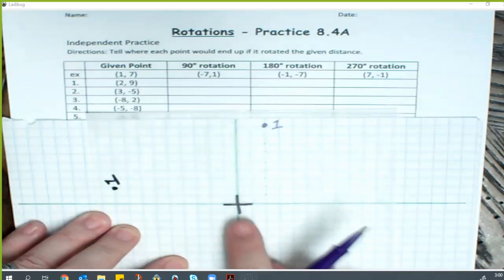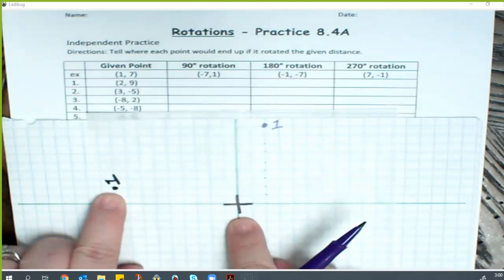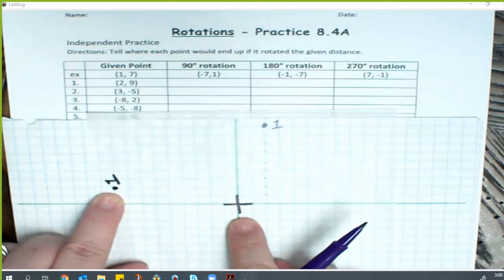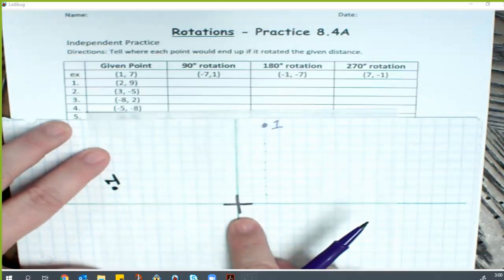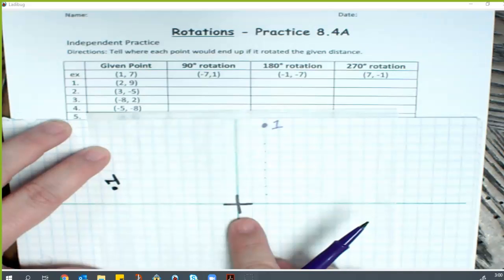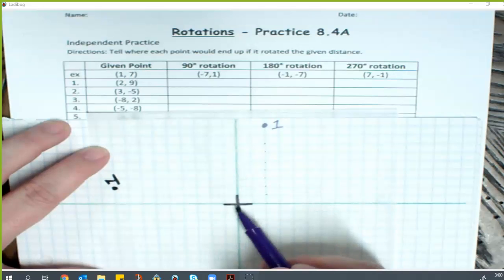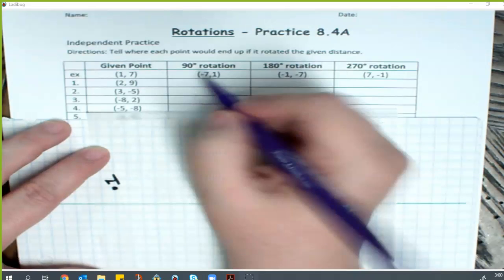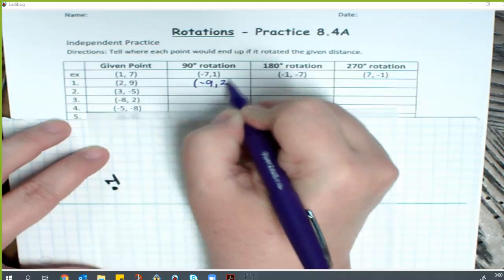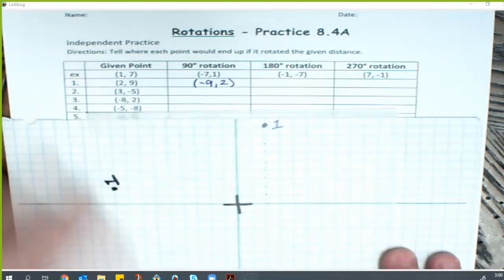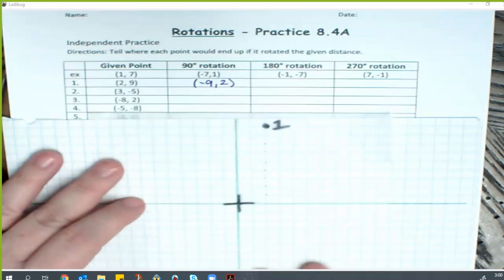Line up my origin. What is this new ordered pair now for 90-degree rotation? He says negative 9, 2. Do we agree? Yes. We go over negative 9 up 2. That is our 90-degree rotation ordered pair, negative 9, 2. When we're done, go back to the beginning. Reset your paper.